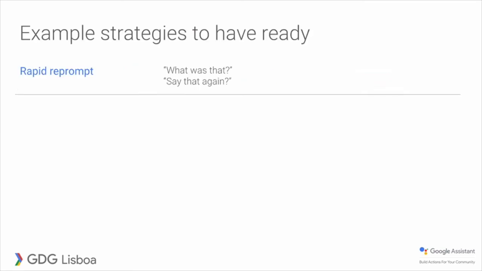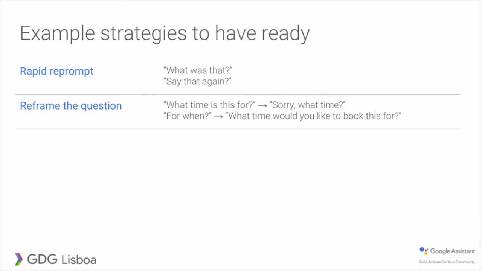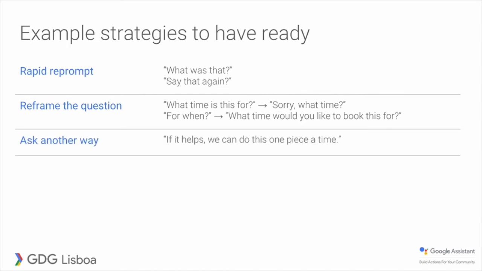So examples of strategies. You can have rapid response for errors. What was that? Say that again. Or reframe the question. So it's like, what time is this for? Oh, sorry, what time? For when? What time you want to book this for? So kind of change the way you ask the questions, because maybe they didn't understand it.